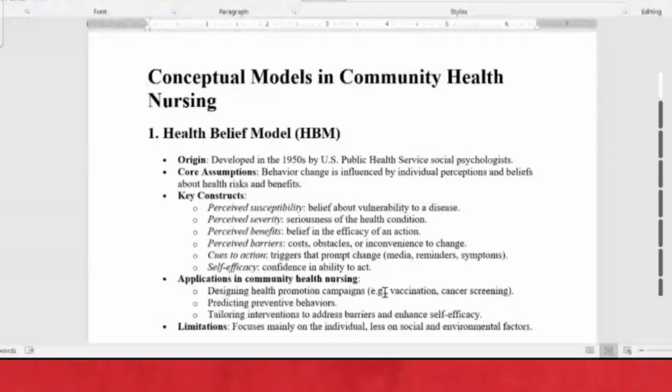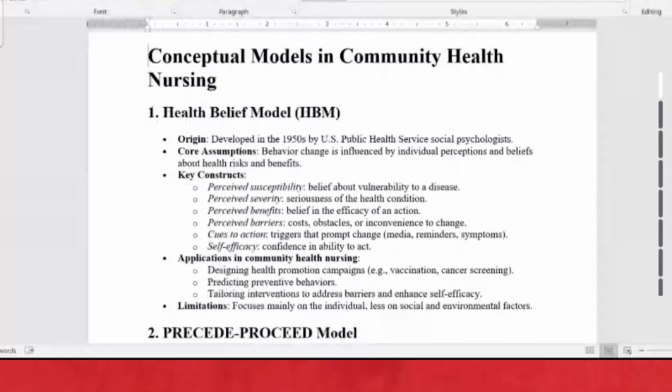Application in nursing. Designing health promotion campaigns, e.g. vaccination, cancer screening. Predicting preventive behaviors. Tailoring interventions to address barriers and enhance self-efficacy. Limitation: focuses mainly on the individual, less on the social and environmental factors. Okay, thank you, Lusweti.